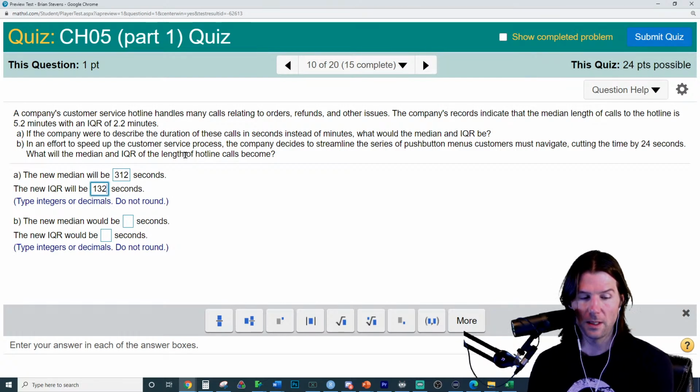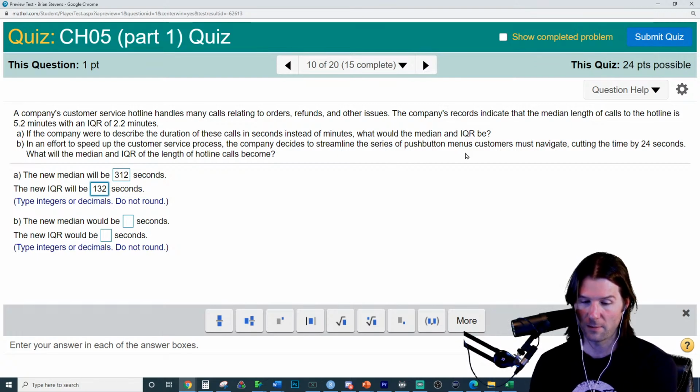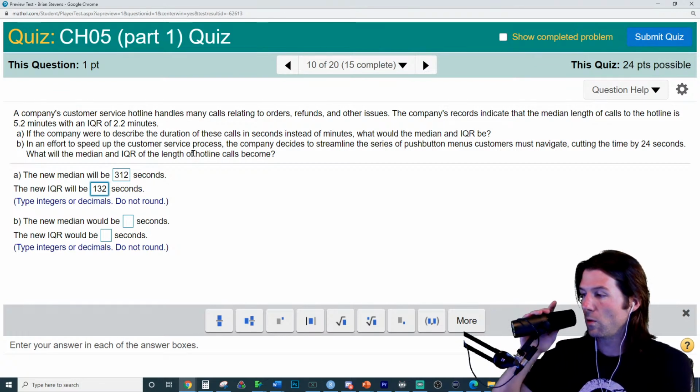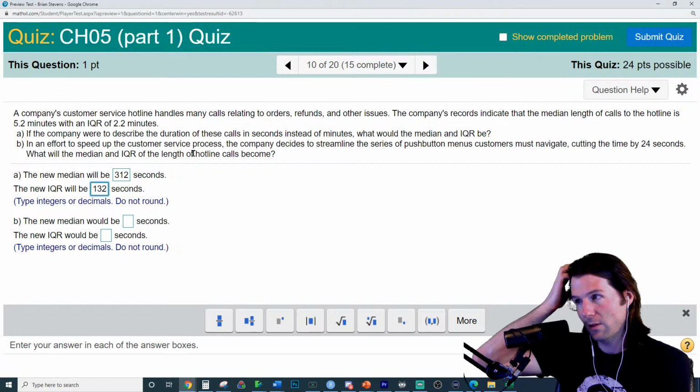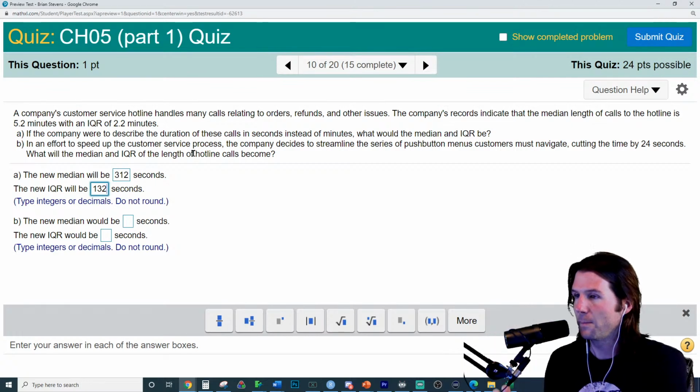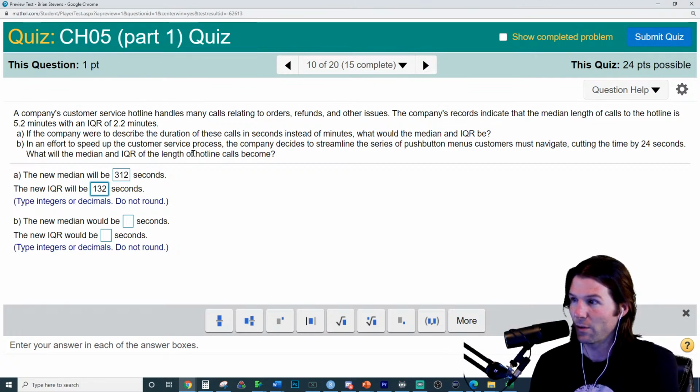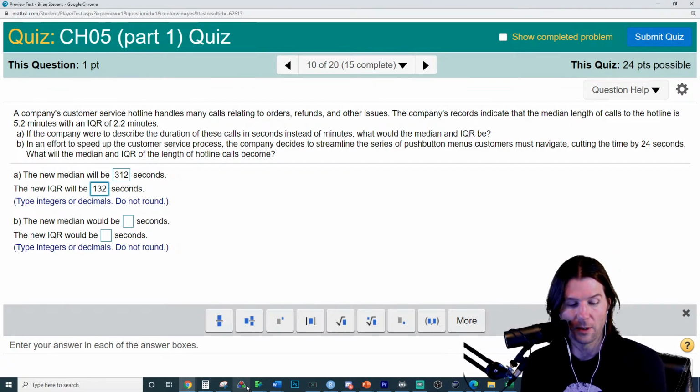In an effort to speed up the customer service process, the company decides to streamline the series of push-button menus customers must navigate, cutting the time by 24 seconds. What will the median and IQR be? Oh, okay, I see it. So they're only changing the what now, and I think that's the trick to this question, as long as I don't get tricked by it. If they make the calls faster, they're only changing the what of the distribution.